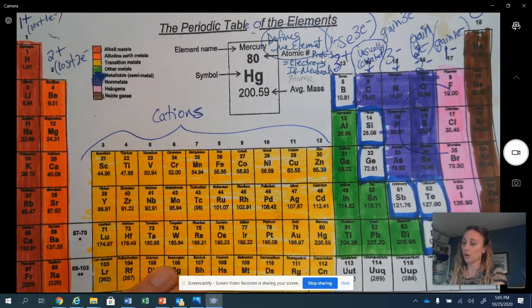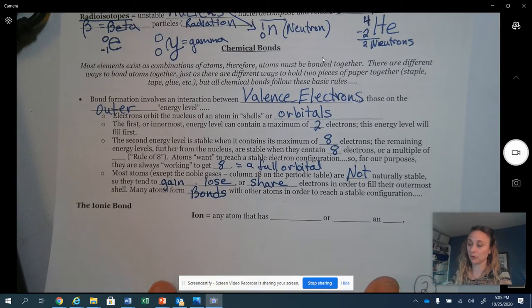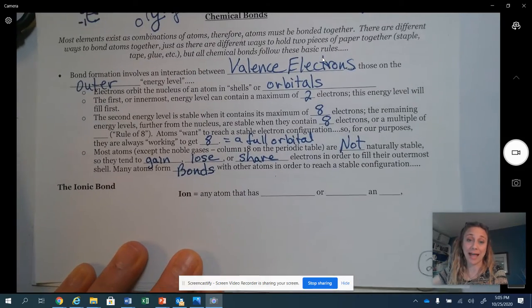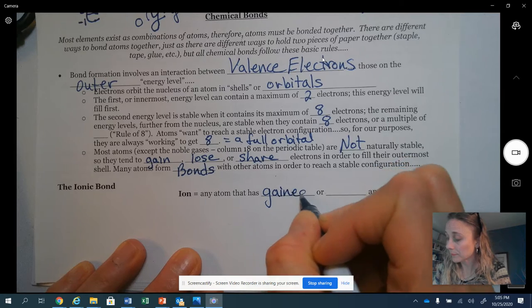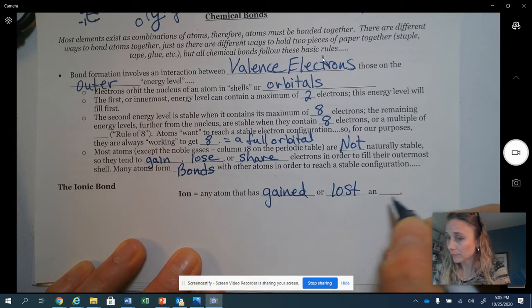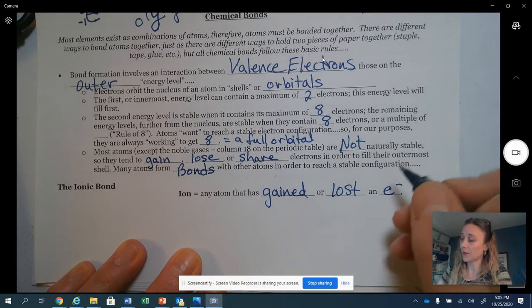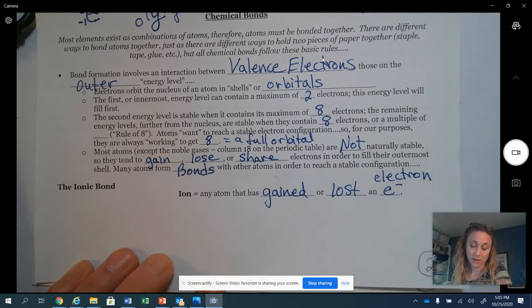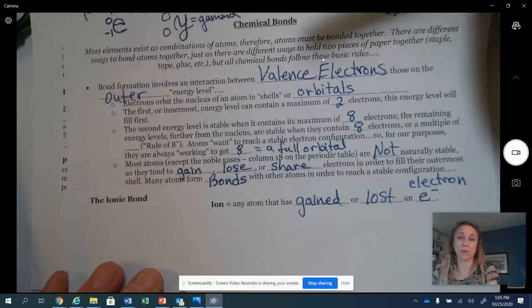So we're going to show you a little bit of what the ionic bond looks like in a second. But first, we've got to tell you what an ion is. An ion is any atom that has gained or lost electrons, or even just 1 electron. Yeah, that stands for electron.